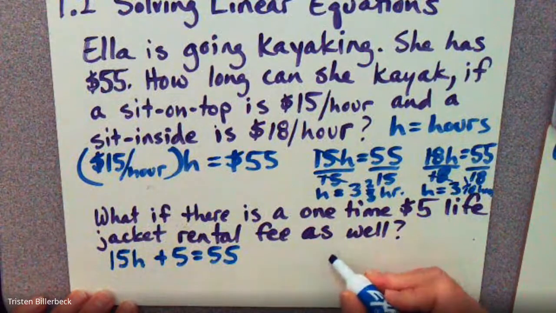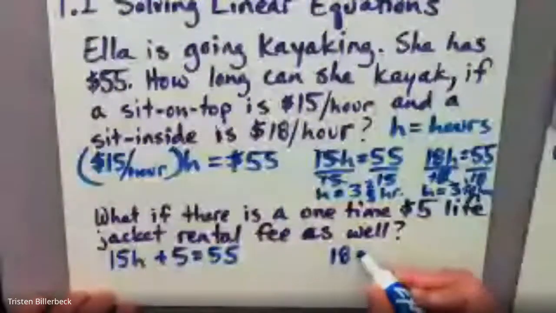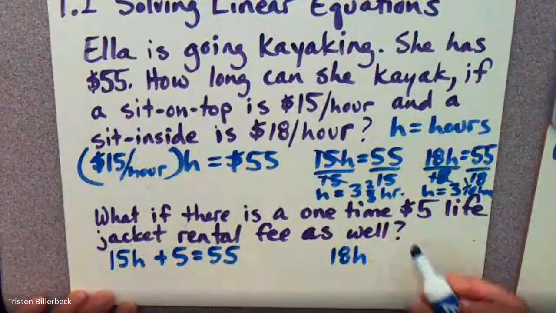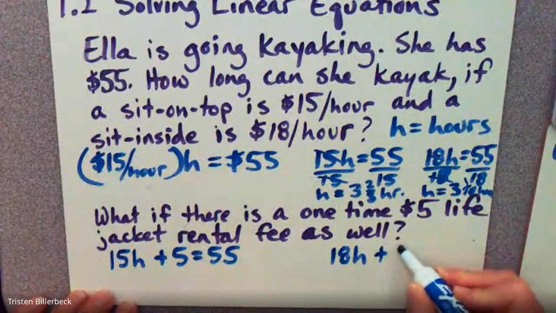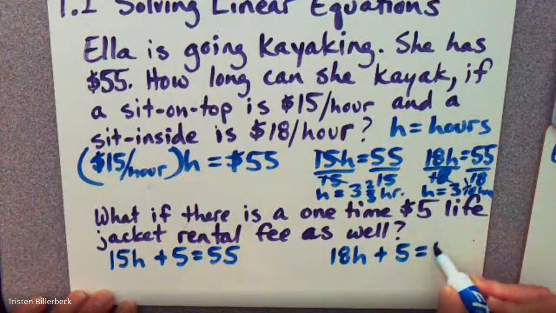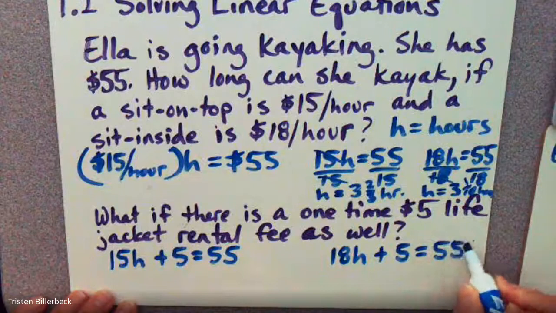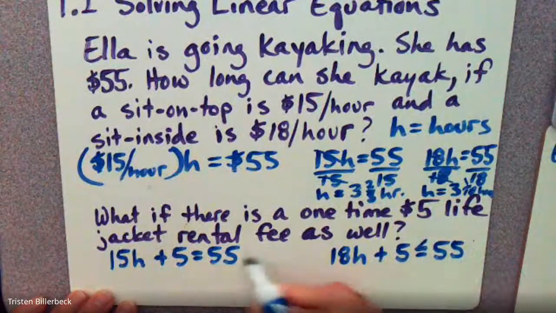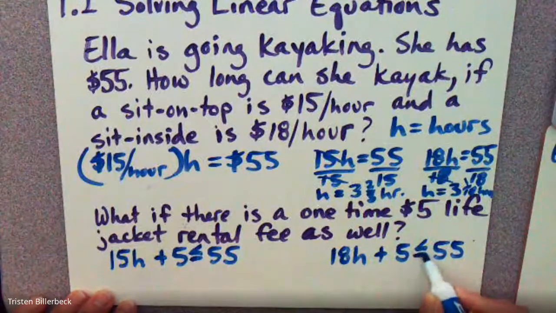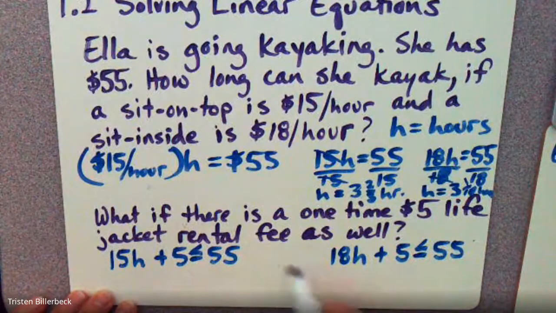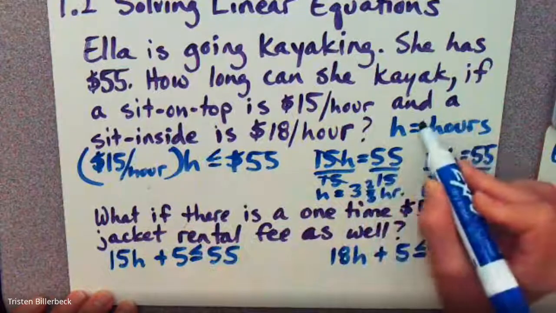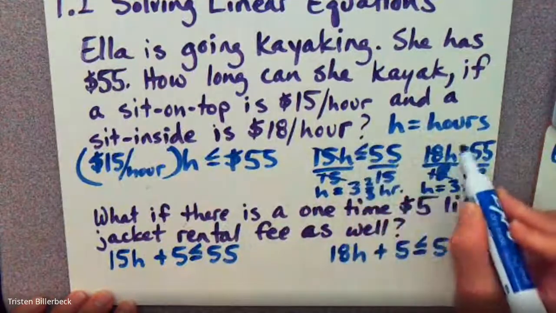The other equation would be the $18 per hour. So then we multiply by the number of hours plus the $5 we have to pay, and it has to be $55 or less. So I guess I could have said this: it needs to be $55 or less. There you go. And same with this. This could be less than or equal to. There you have it.